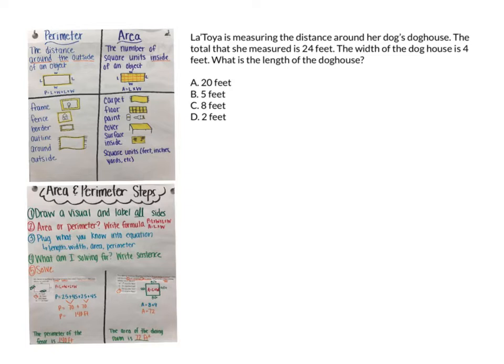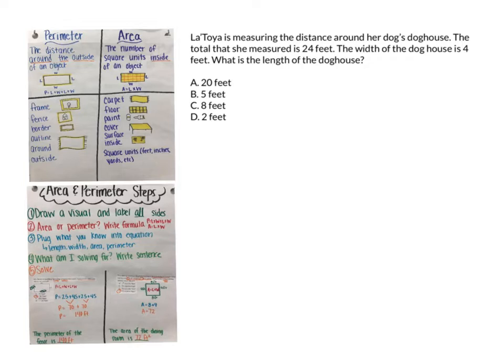LaToya is measuring the distance around her dog's doghouse. The total that she measured is 24 feet. The width of the doghouse is 4 feet. What is the length of the doghouse? The first thing we're going to do is reread this problem. We're going to mark it up. We're going to visualize it so that we can fully understand what's going on in this problem.